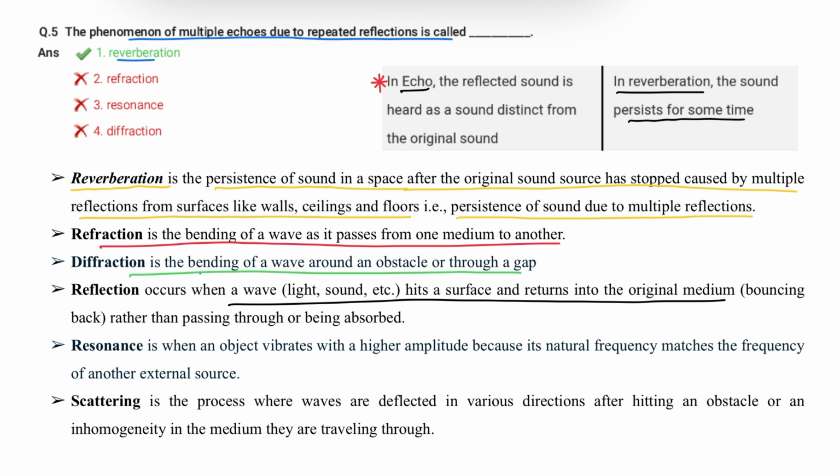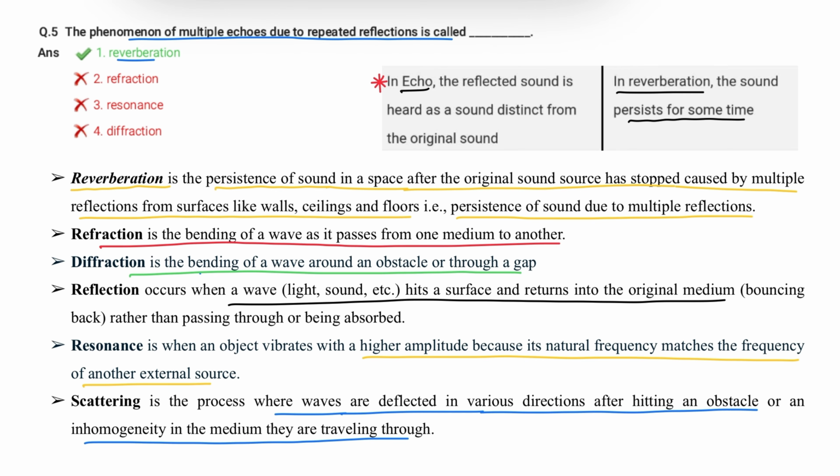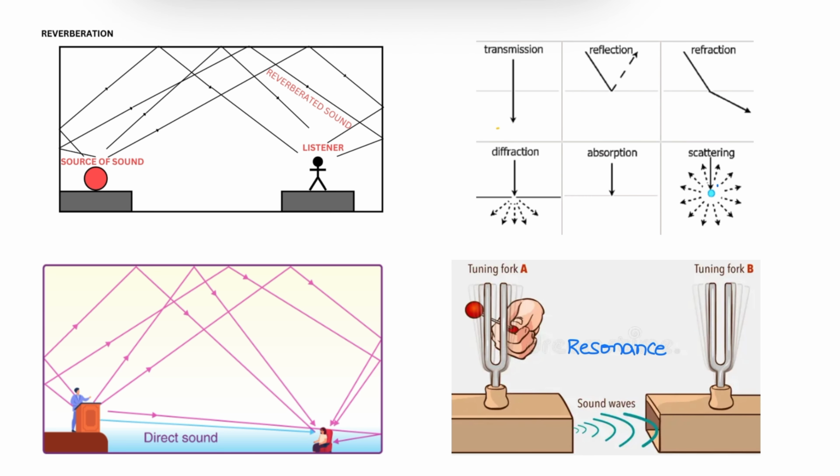Resonance is when an object vibrates with higher amplitudes because its natural frequency matches the frequency of an external source. Scattering is a process where the waves are deflected in various directions after hitting an obstacle or inhomogeneity in the medium they are traveling through. This image represents scattering.